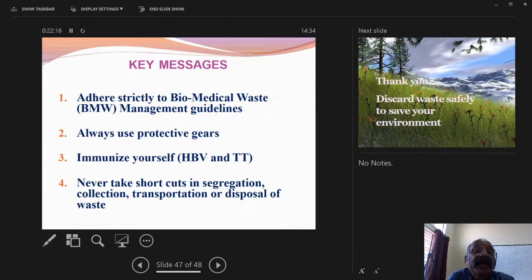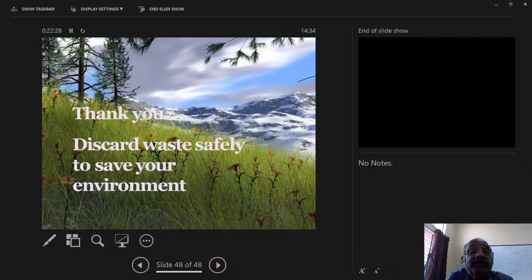Key messages. Adhere strictly to biomedical waste management guidelines. Always use protective gears. Immunize yourself. Never take shortcuts in segregation, collection, transportation, or disposal of waste.